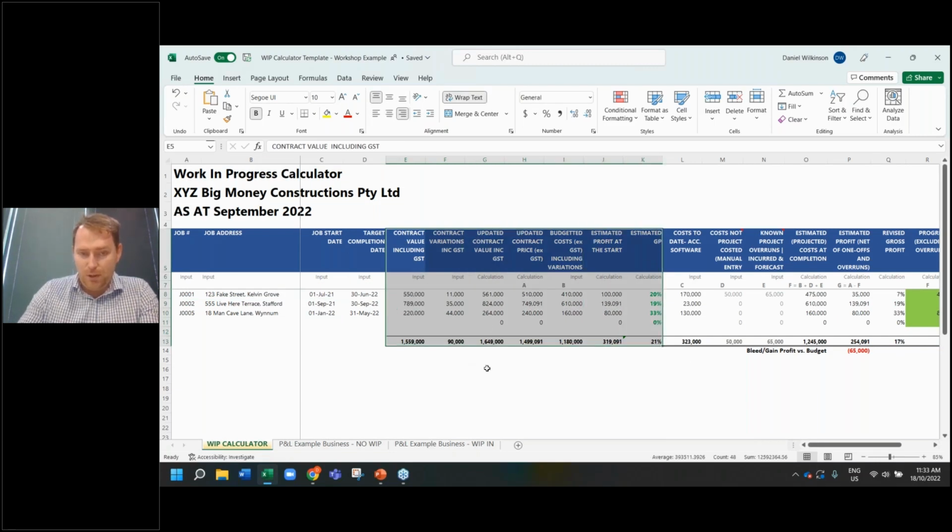Hopefully you've got a rock solid process around your quotes and how you build them up. Working left to right here, this is the contract value, including GST. There's a couple of little prompts here as well, telling you whether you need to input the fields or whether there's a formula. This job here is worth 550. I've got a couple of variations underway, which is adding another 11, including GST. So the contract value, ex GST, is 510.